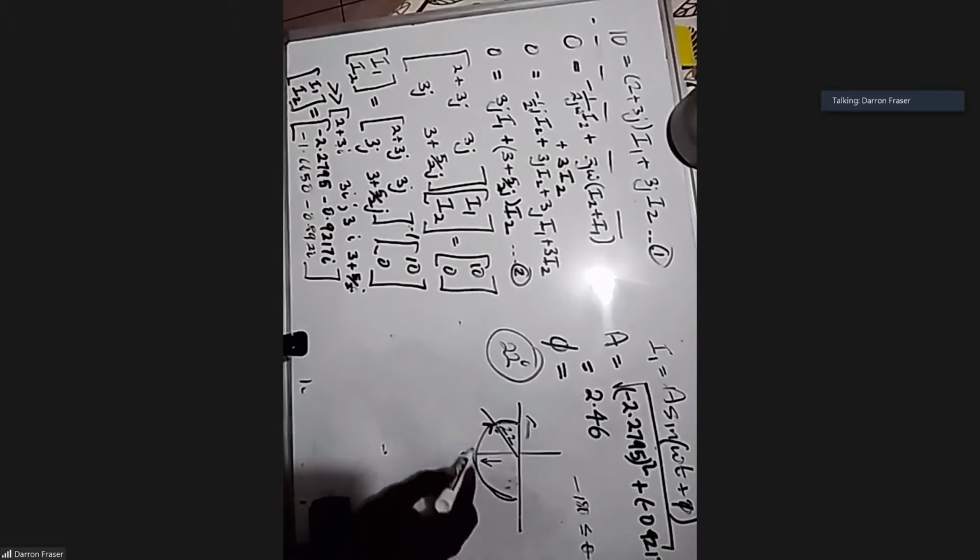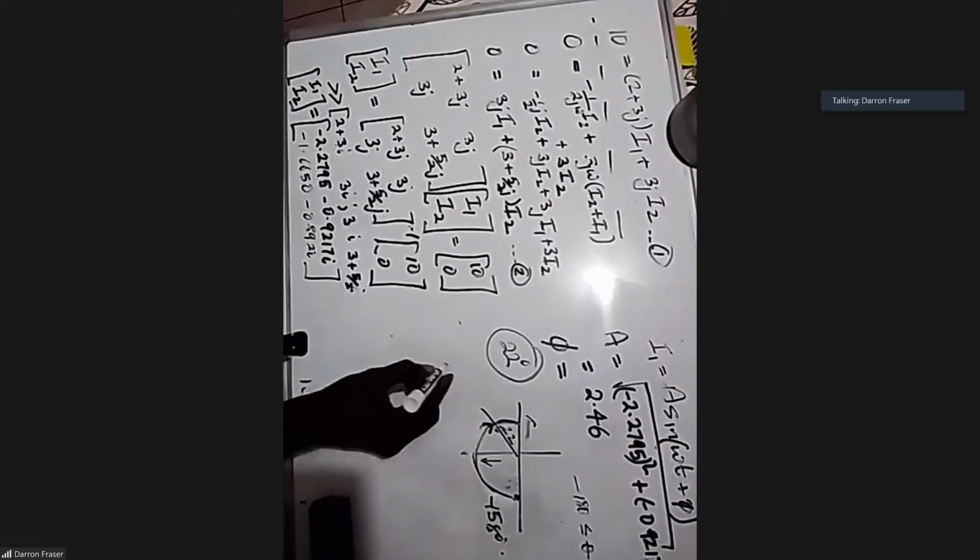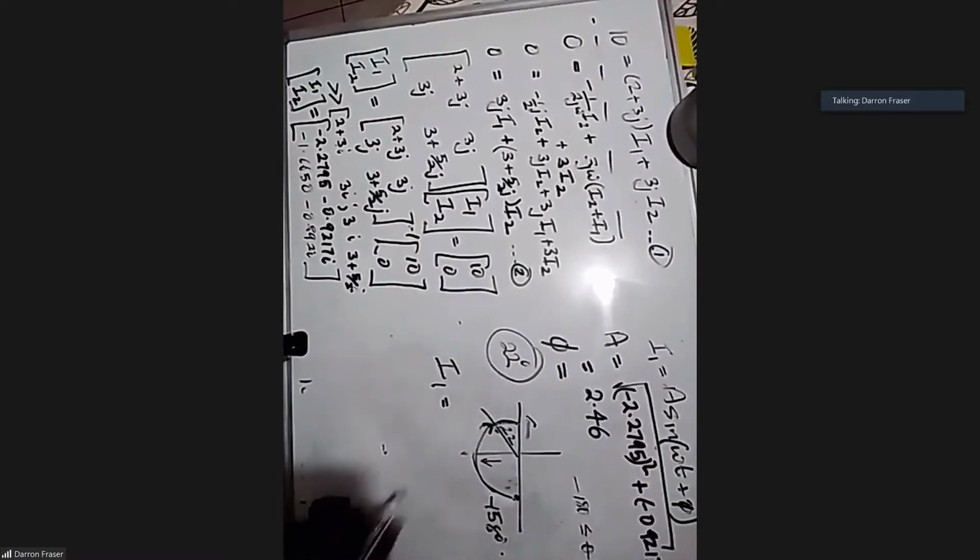So if it's 22 degrees in this quadrant here, what is it equal to? Starting from 360 and going back, if it's 22 up here, what angle would it be around here? 158. So therefore, I1 is going to be equal to 2.46 sine omega t minus 158 degrees.